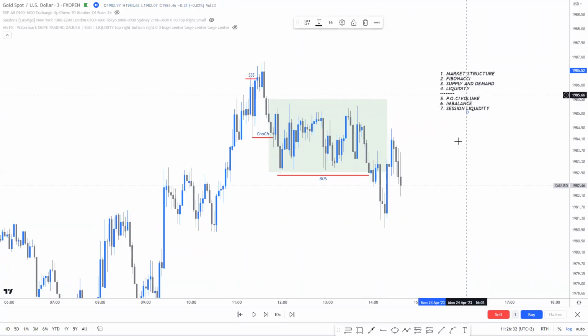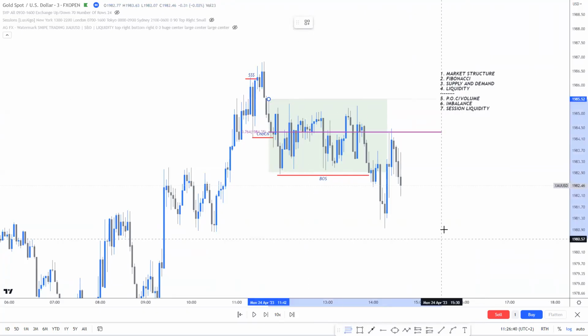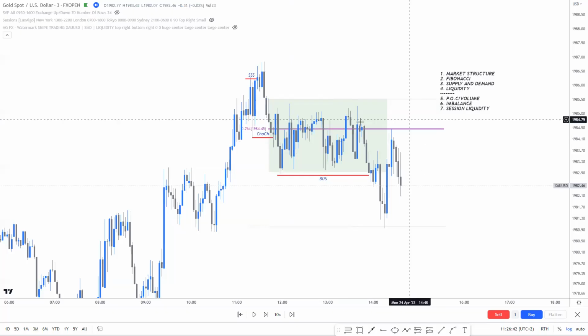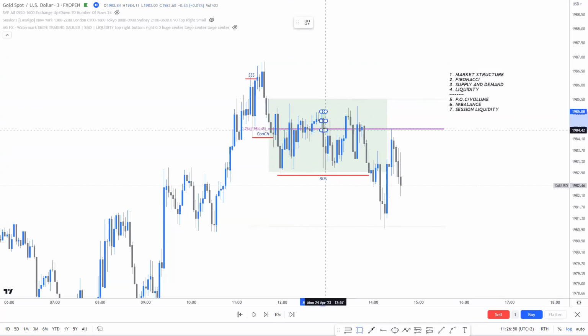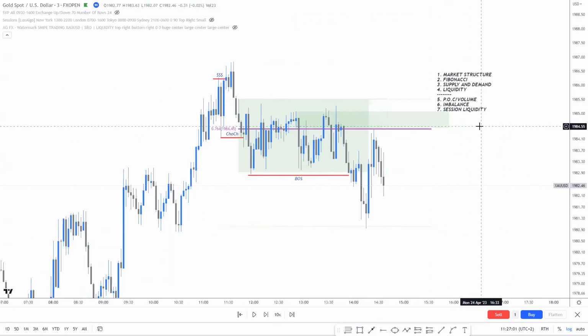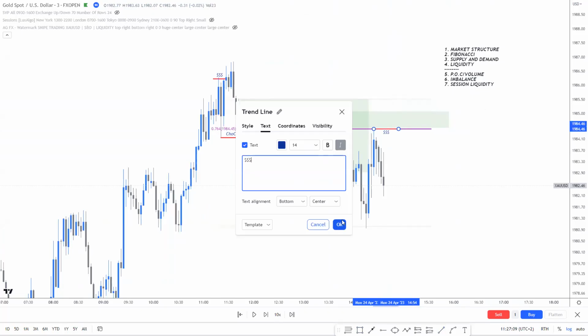So market structure is bearish. Fibonacci: we trace the Fibonacci from the high of the consolidation to the low, which would give this. Then supply and demand, we look for a supply zone inside of the fib area. We could take this one, for example, although it has been tested, because we have the entry model and all of the other confluences, it's valid. So we'll be looking at this zone. Liquidity: nice liquidity right below our supply zone.